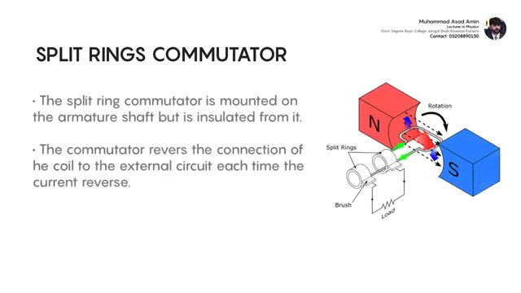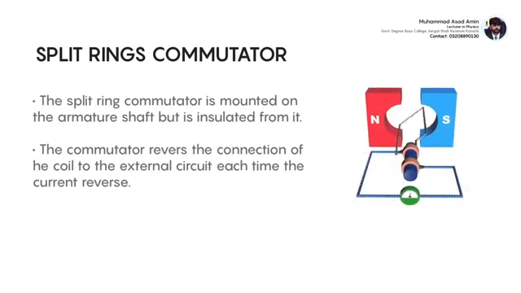The third component of DC generator is called split ring commutator. The split ring commutator is mounted on the armature shaft but is insulated from it. The commutator reverses the connection of the coil to the external circuit each time the current reverses.